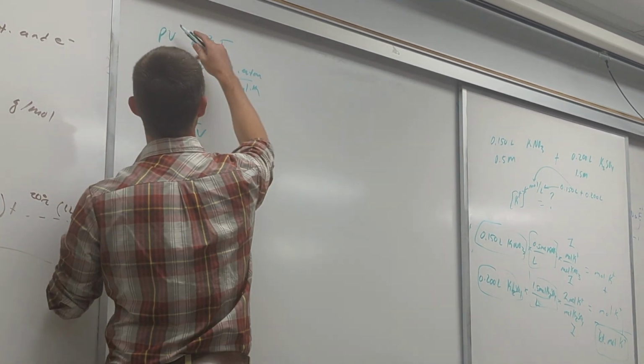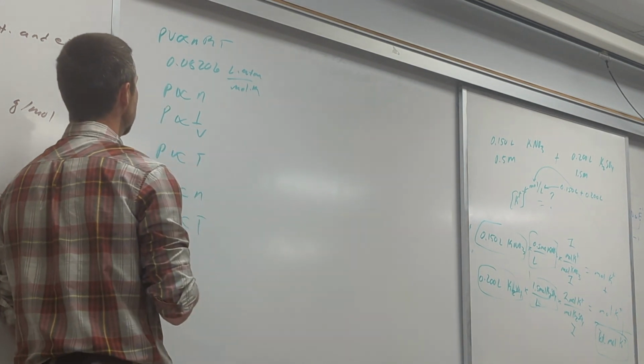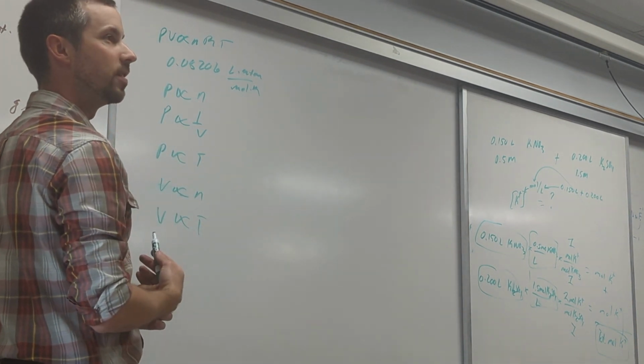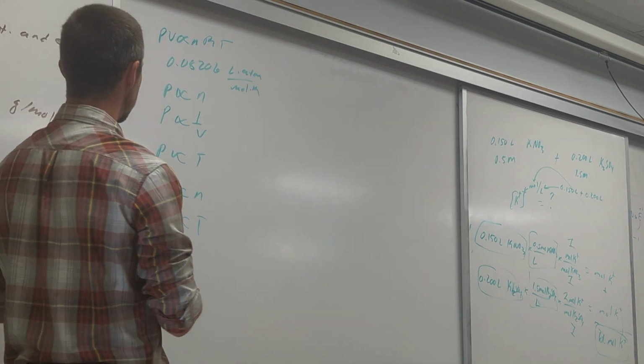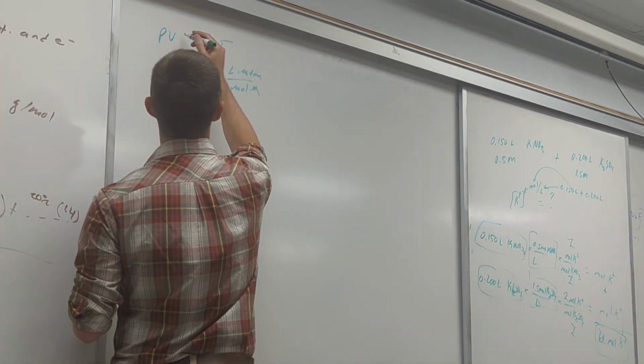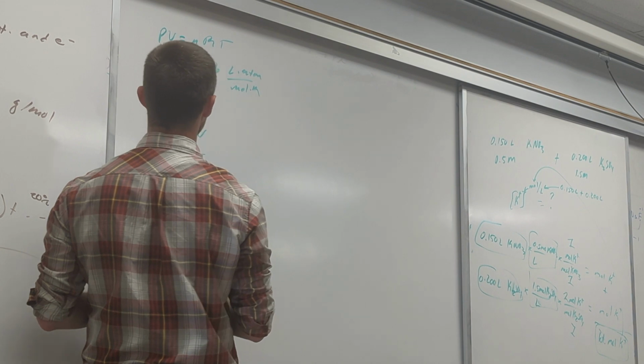Just change this to an alpha sign, right? And that tells you what the relationship is. P is directly proportional, V is directly proportional, and so on and so forth. You have N on there and V on there twice.